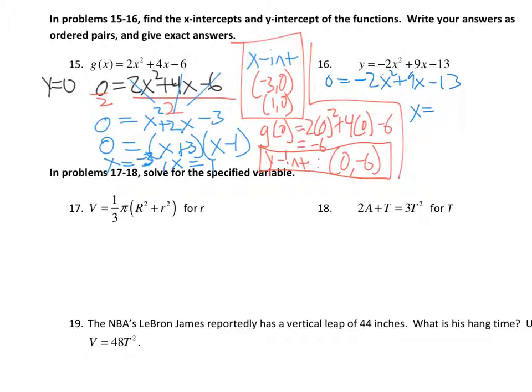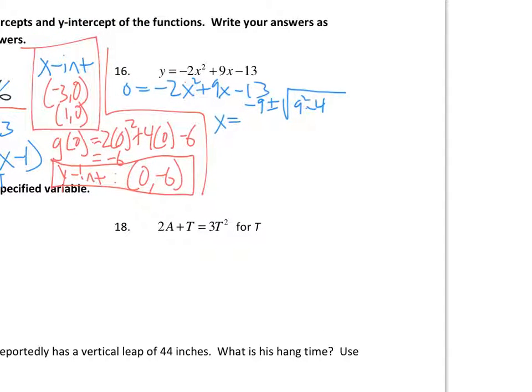X equals negative b, plus or minus the square root of b squared minus 4 times a times c. Negative 2 times negative 13. Watch out for those negatives. All over 2 times a. Alright. And underneath the radical here, simplify that carefully.